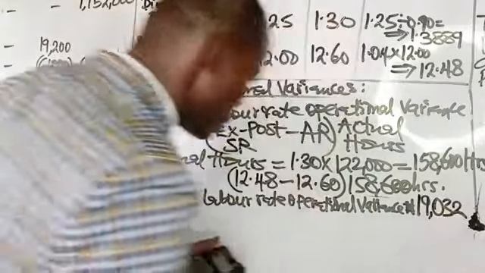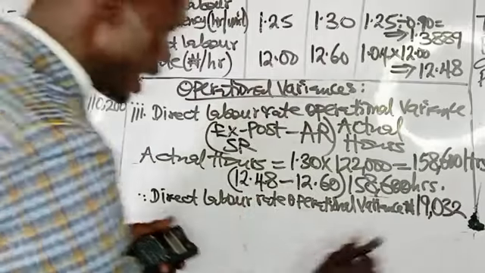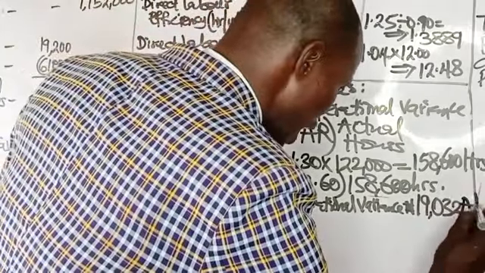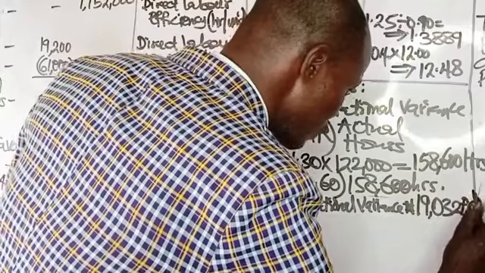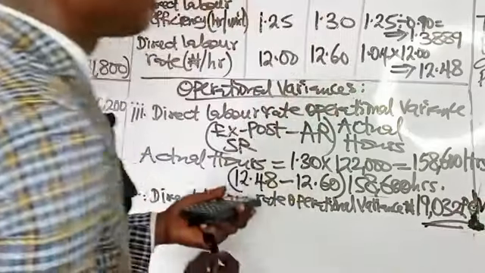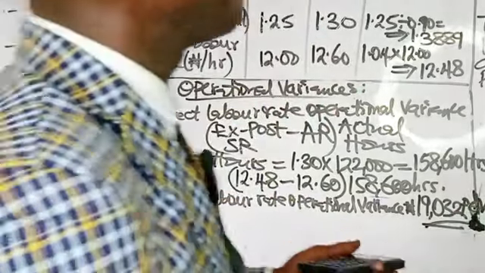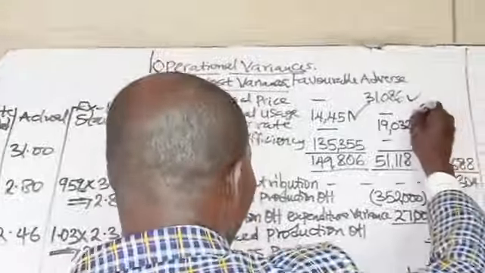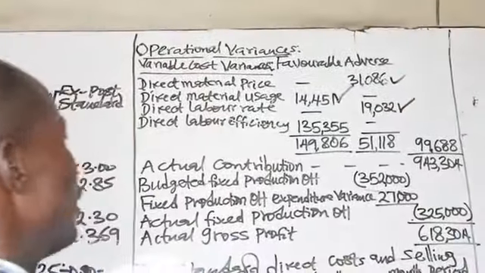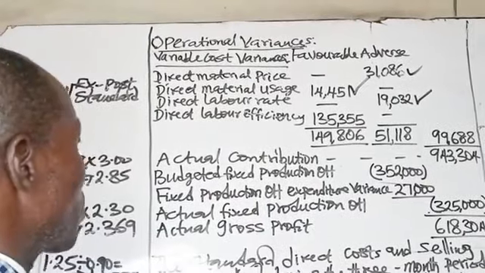19,032. So this is greater than this. That is an adverse variance. So if you check the figure given in the question, it tallies with that. So it agrees with that. That is to show that it is correct.